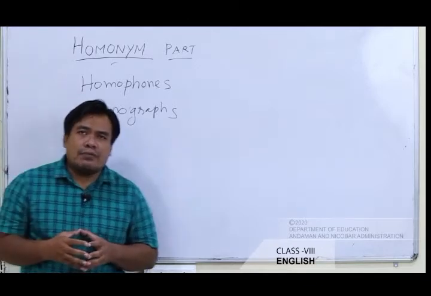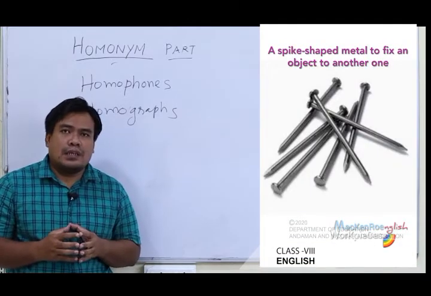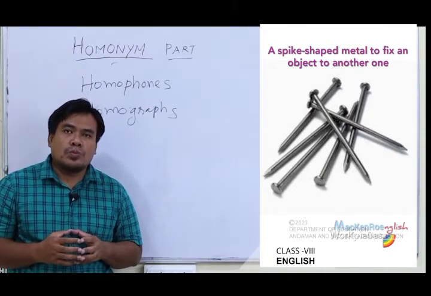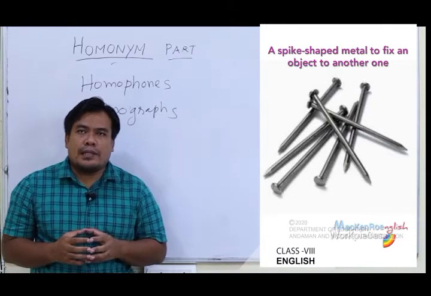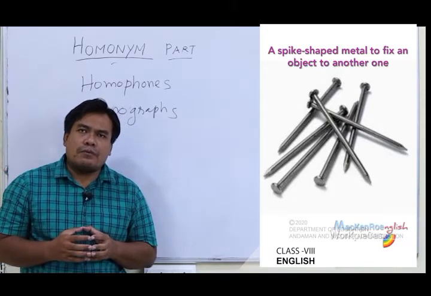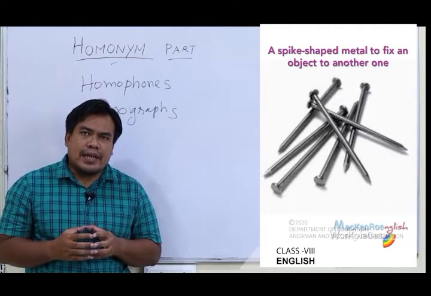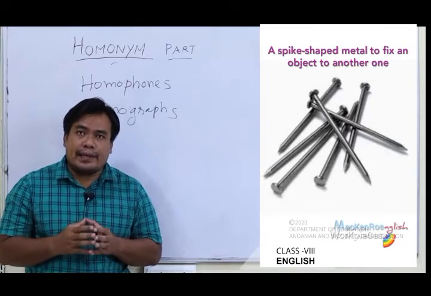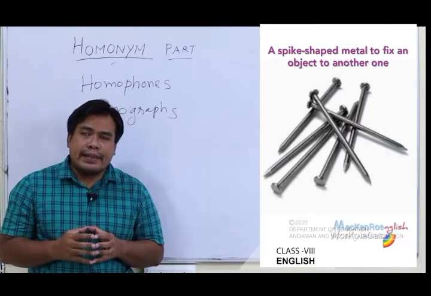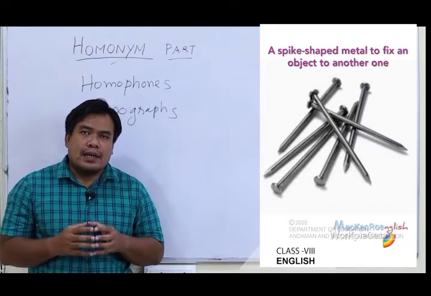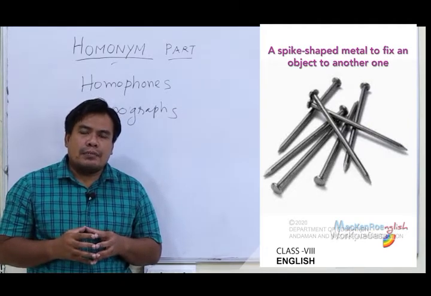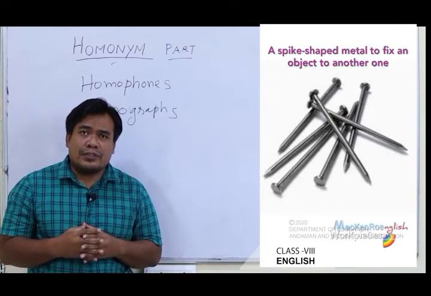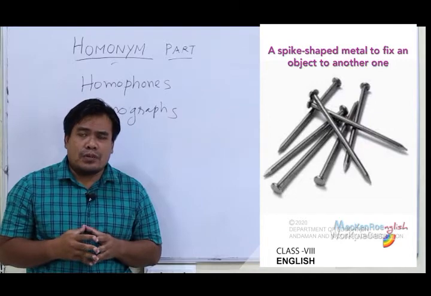Okay, the first one, which is on your screen right now, what does it look like to you? It's a tool, right? What type of tool is it? It is actually to fasten something. That is called a nail, N-A-I-L, nail. You must have seen carpenters using these tools whenever they are doing some work. So those things are called nails.